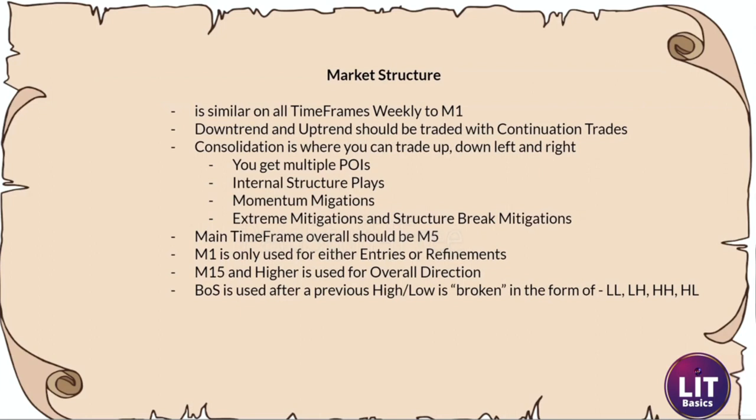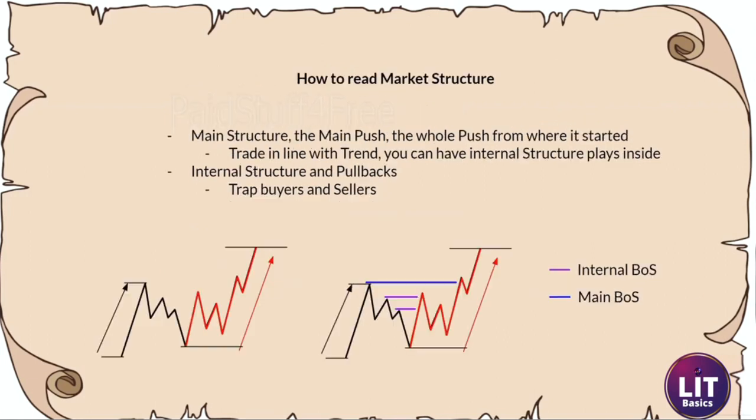Break of structure is used after a previous high or low is broken in the form of lower low, lower high, higher low. So this is market structure in the ideal sense. This is how people portray it. We'll show in a bit that this isn't quite how it works, but we do need to explain it so you understand it. Right, how to read market structure. Main structure is the main push, so basically the whole push from where it started. Trade in line with the trend, and you can have internal structure plays inside the main push. Internal structure and pullback is basically any structure within the main push, and this is used to trap buyers and trap sellers as well.